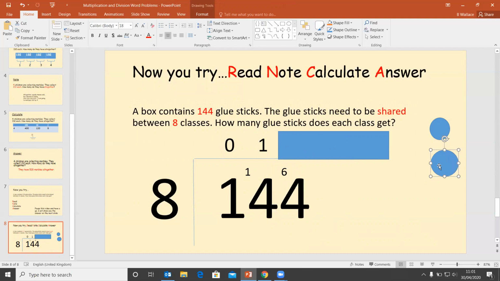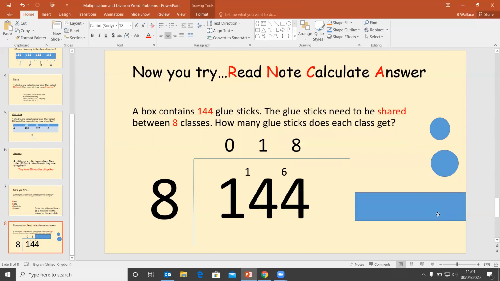Okay, so now we have 64 glue sticks and 8 classes to share them with. Now we know our 8 times table that 64 is in the 8 times table, and it goes in exactly 8 times. So now we know that each class gets 18 glue sticks.